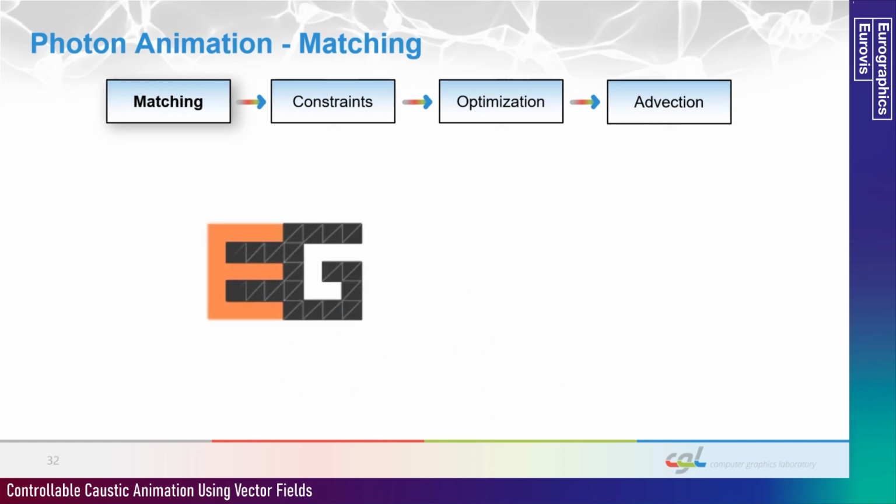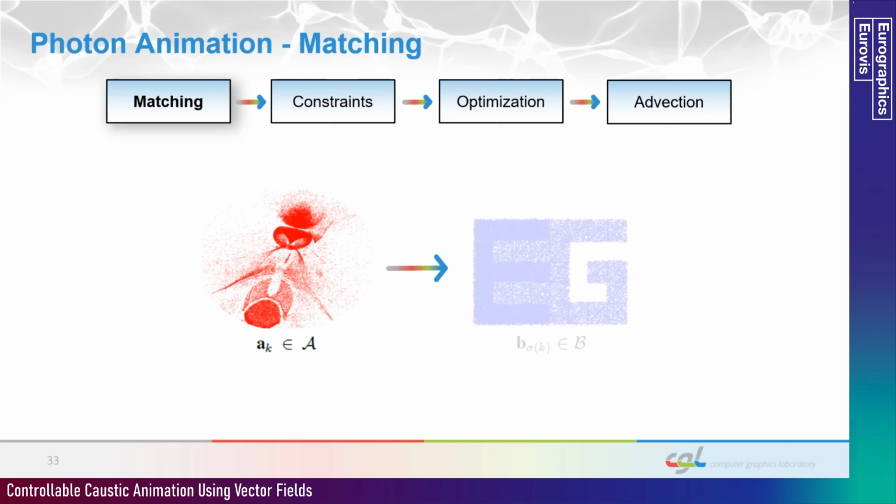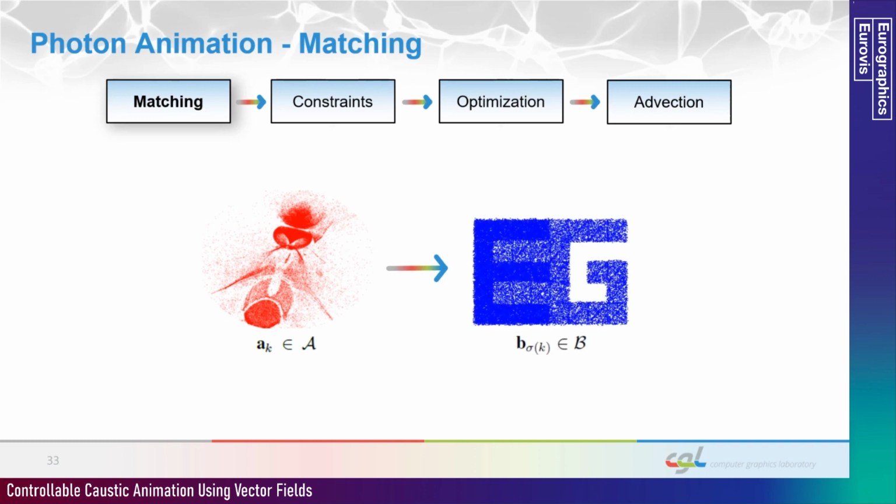Given a desired target image, we use importance sampling to obtain the set of target points B, where the size of the source and the target point set is the same. Then, we construct a bijective map that assigns to each source point a unique target position by solving Günther et al.'s assignment problem.